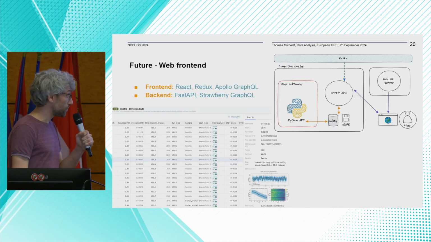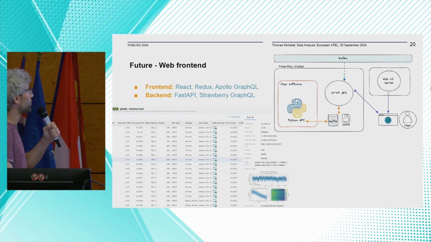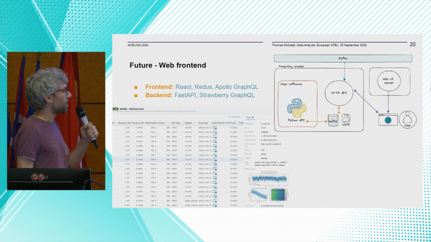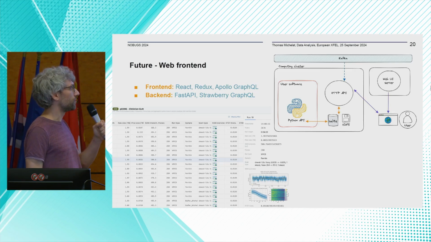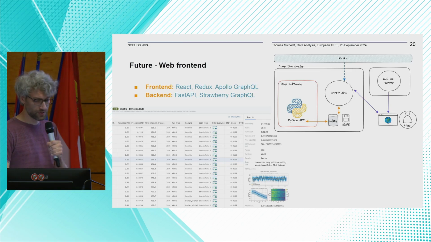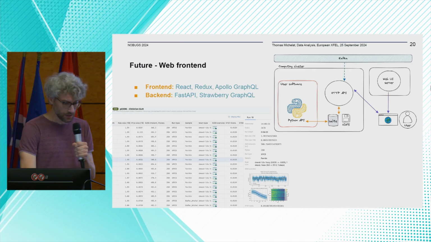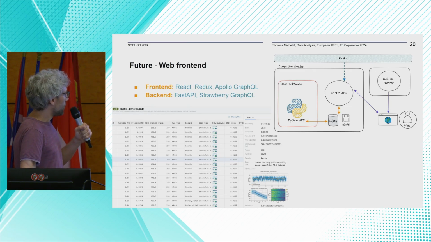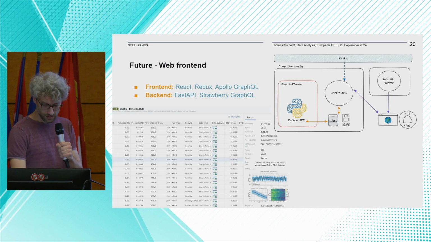The next big development on the software is to build a web front end using React and FastAPI. The architecture is quite standard. We have an HTTP API that would read the data and get events, and a web UI server that would serve the front-end software. And you have a small sneak peek of the current state of the front-end development.